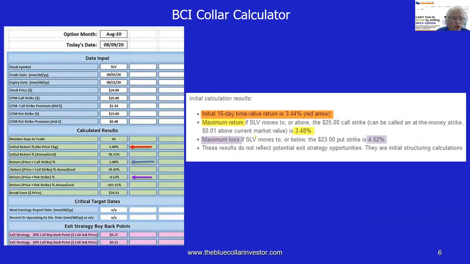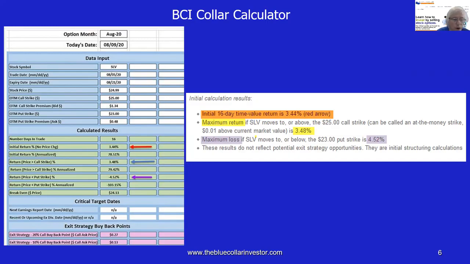And we enter the information into the white cells at the top of the spreadsheet where SLV was trading at $24.99 and the out of the money call, 25 call, generated $1.34 and the out of the money put cost 48 cents. So that information from the option chains is placed into the white cells of the BCI Collar Calculator, and the calculator gives us the following results.